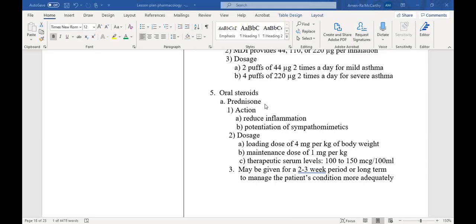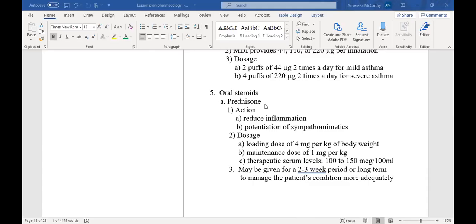It has the effect of potentiating sympathomimetics. So it adds to the effects of the sympathomimetics, which are the adrenergic bronchodilators that you learned. All of those, albuterol, bronchosol, are enhanced if you give an oral steroid as well. If you give it at the same time, it's in the system.